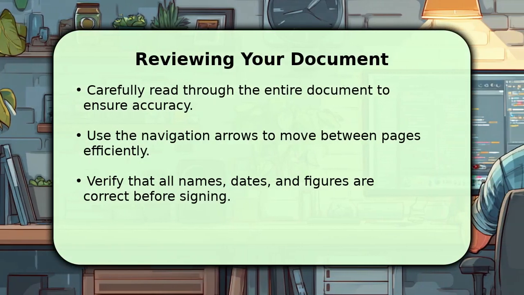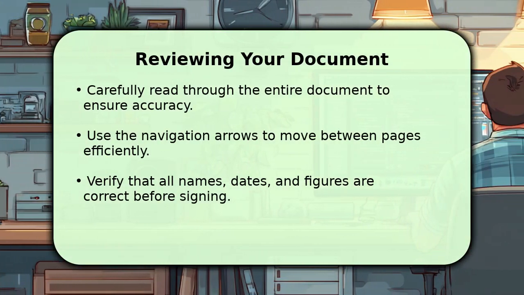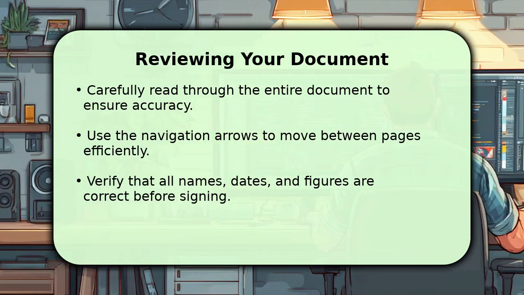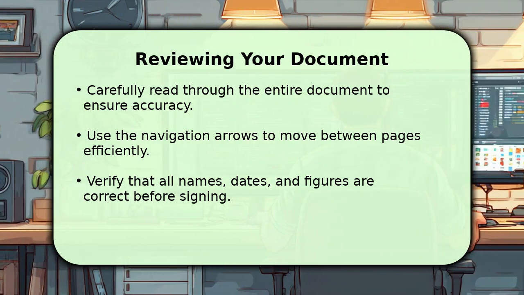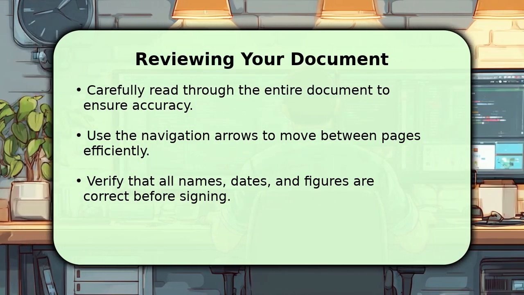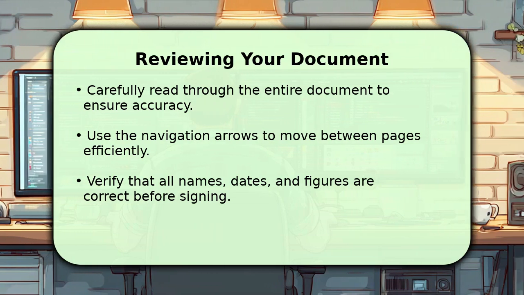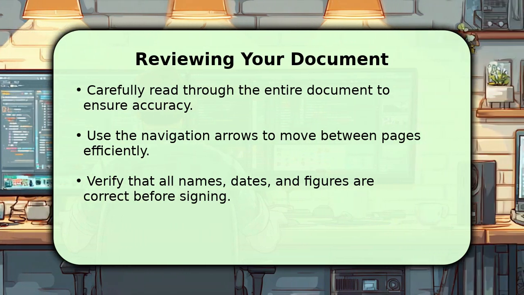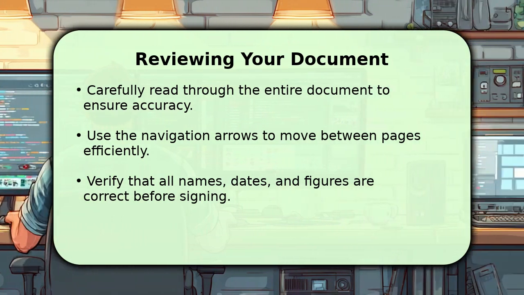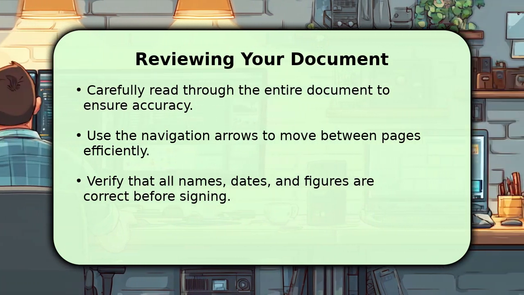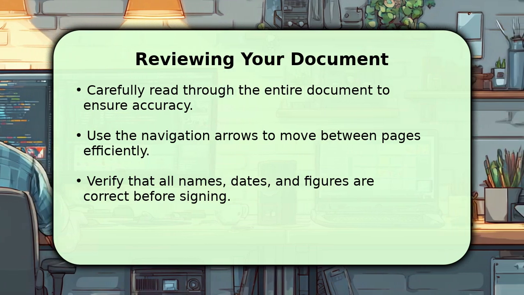Before adding your signature, it is crucial to thoroughly review the entire document for accuracy. DocuSign provides navigation arrows, typically located at the top or bottom of your screen, to help you smoothly move between pages. Take your time to scrutinize all the content, checking carefully for any inaccuracies in names, dates, or other important details. This critical step helps prevent future issues.